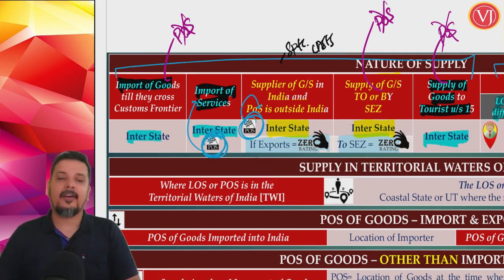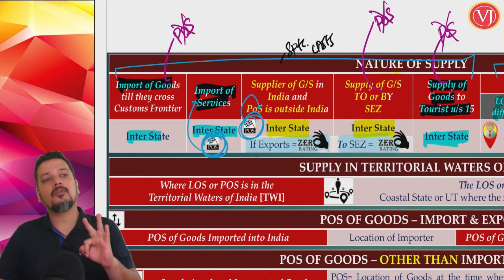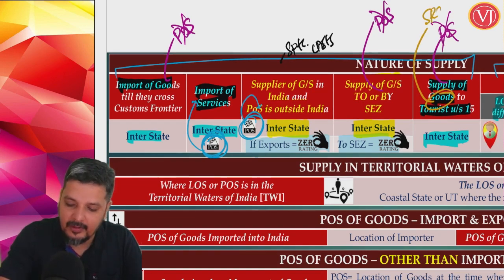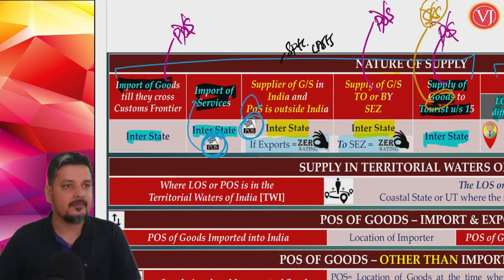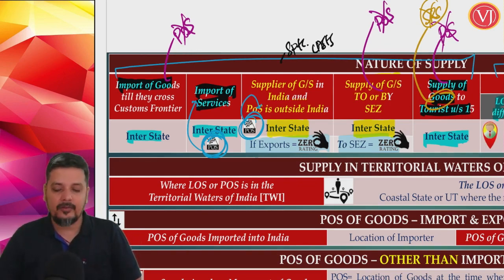Out of these 5 special cases, please look at them carefully. There are 3 cases where you do not even need to find the place of supply: import of goods, supply by SEZ or supply to SEZ, and supply of goods to a tourist. Be very careful, here it is only supply of goods to a tourist. You are not talking about services. Services will not be taken back, they are intangible. Only goods will be taken back by the tourist.